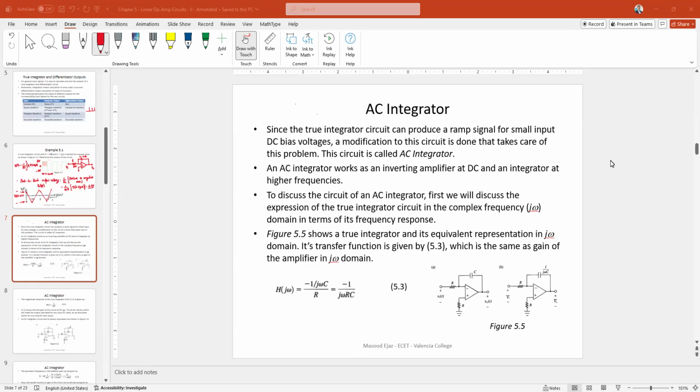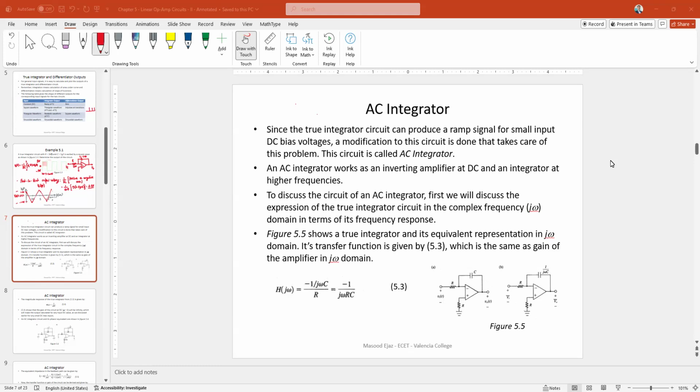So the AC integrator is a modification to the true integrator that we discussed earlier. As we discussed, in the true integrator circuit, if you have a small biasing current at the input of the op amp, or any stray DC noise, then since the function of the integrator is to accumulate, to add, that small noise or biasing current or voltage can keep on accumulating and appears at the output until it hits the saturation level.